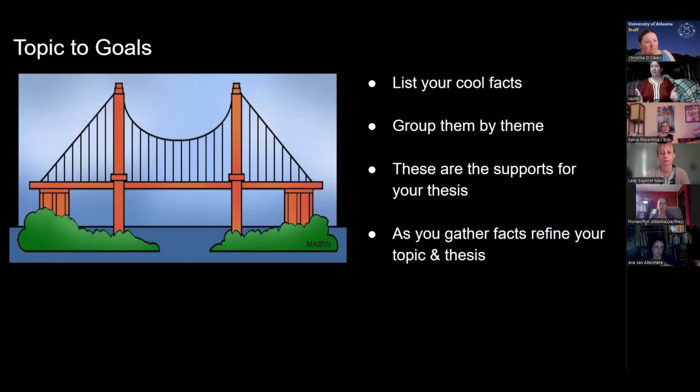So we're going to start by grouping them by theme. And then here's my bridge. I want to get from one end to the other. Here are the facts that lead me across from my intro statement to my conclusion. And as I find more facts, I figure out where they fit and I rearrange things.